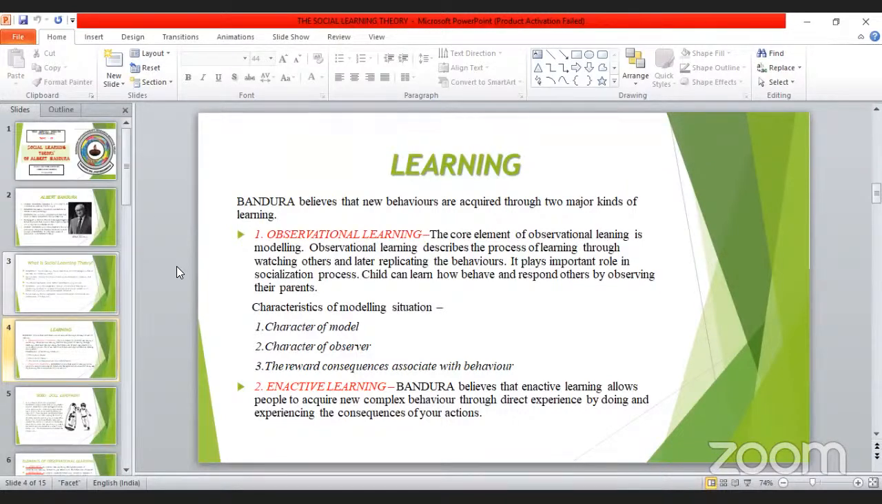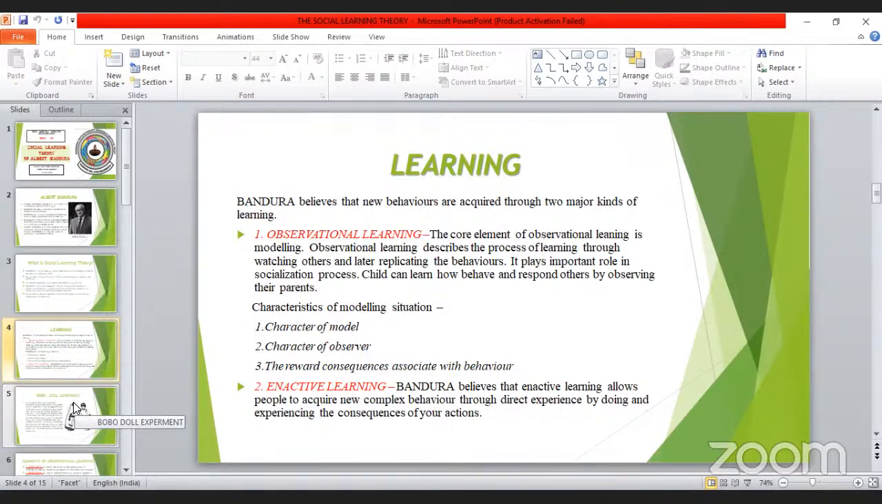In enactive learning, the learner has to do a particular behavior on their own and experience that, okay, my action has some good consequences. My action will provide me some positive outcome, a reward, because my action is associated with a positive outcome. So it is a direct experience, by doing and experiencing the consequences of our action after performing a behavior. So these are the two major processes of learning that Bandura explained. Observational learning is mainly emphasized by Bandura.